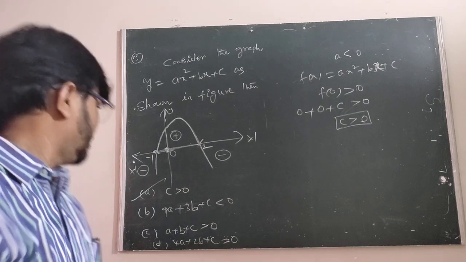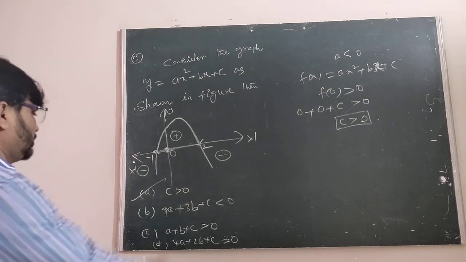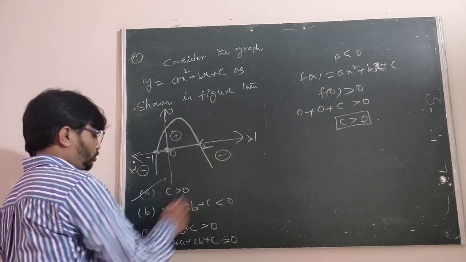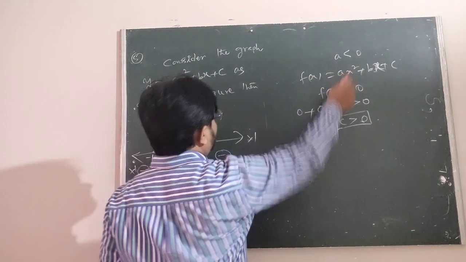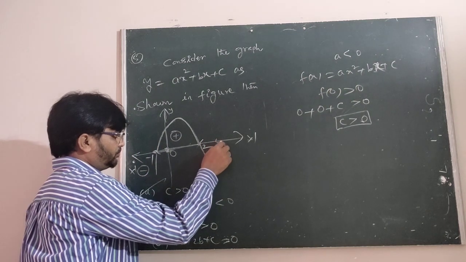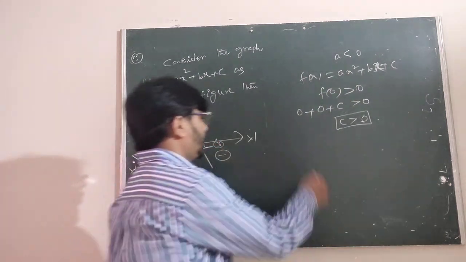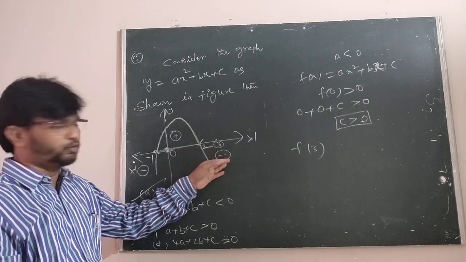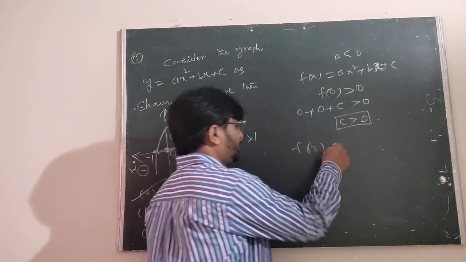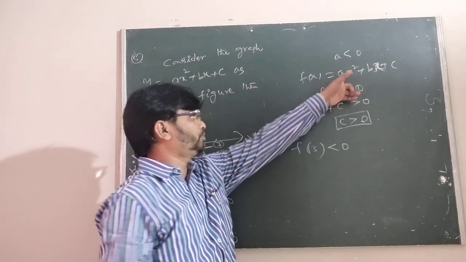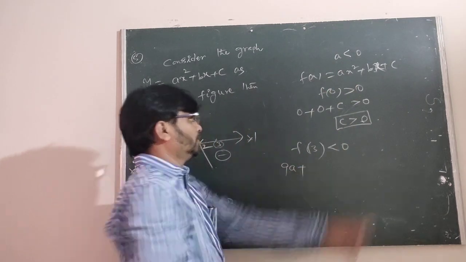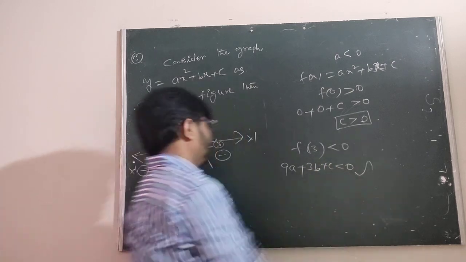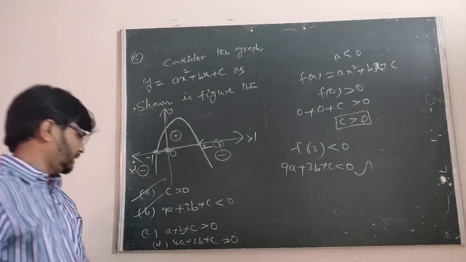Now we observe 9a plus 3b. 9a means 3 square is 9. Here, taking 3, f of 3 is above 2, greater than 2, which is the negative part. So f of 3 must be less than 0. That implies 9a plus 3b plus c is less than 0. This is option B, which is correct.